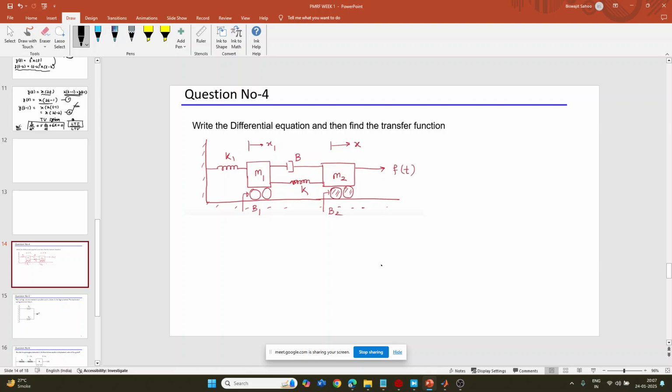So let's see how to do this type of question. By looking at the figure, you can see the question asks to write the differential equation and then find the transfer function. After looking at this question, let's debug how I approach it. First you see that there are two masses: this is mass m1, and this is mass m2.